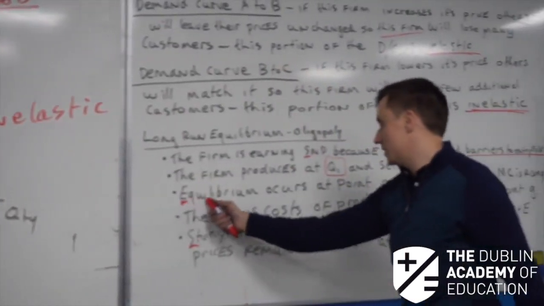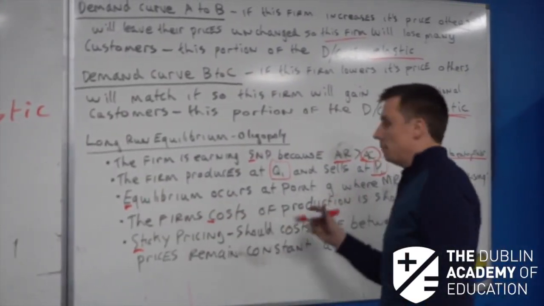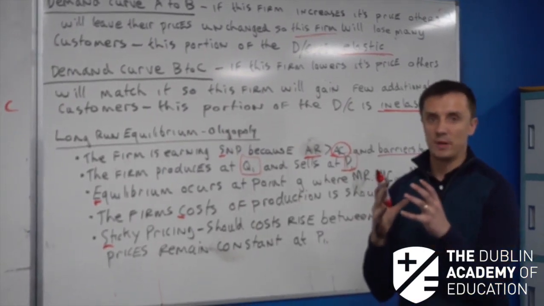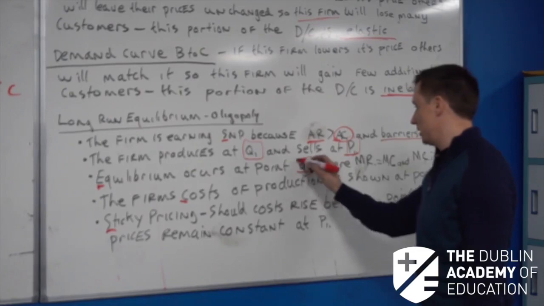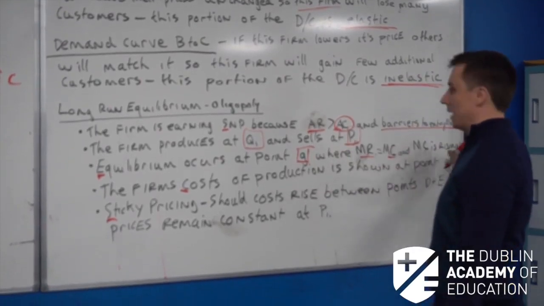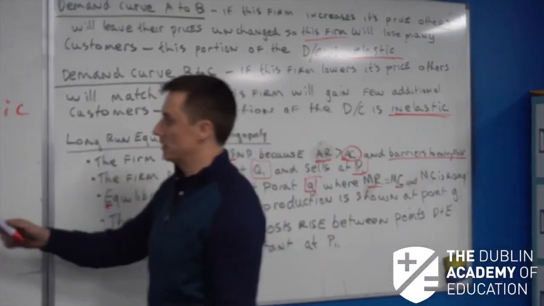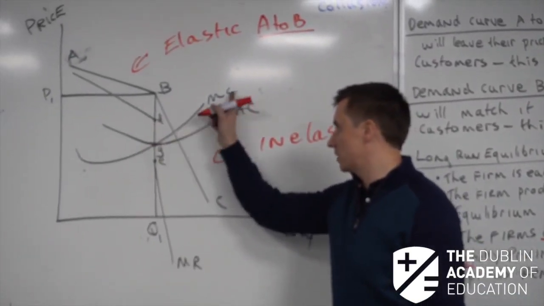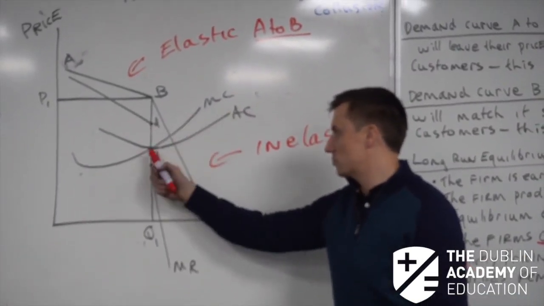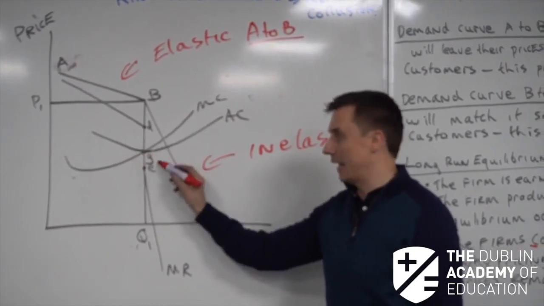Next one then, guys, equilibrium. Equilibrium occurs at point G. Remember, this is where the market meets, where marginal revenue equals marginal cost and MC is rising. It makes perfect sense. This is our marginal revenue curve, it's fractured there, and we see it there. The marginal revenue curve meets marginal cost, and marginal cost is rising. That's our equilibrium position, labelled at G.